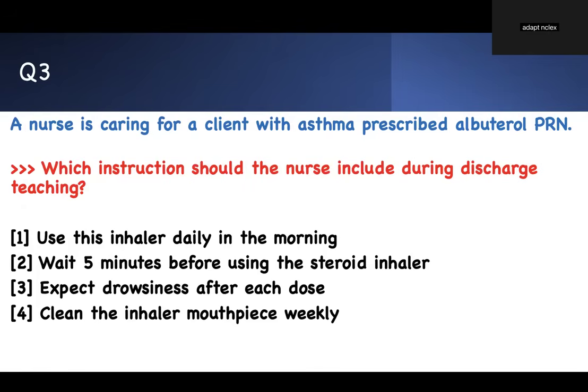Wait 5 minutes before using the steroid inhaler. Yes, you have to open the tube when you have an asthma exacerbation, the bronchodilator before the anti-inflammatory. So A before S. Wait 5 minutes before using the steroids, so that the Albuterol can take effect. Clean the inhaler mouthpiece weekly. You need to clean it more frequently, maybe 3 times a week. Therefore, number 2 is the right answer.